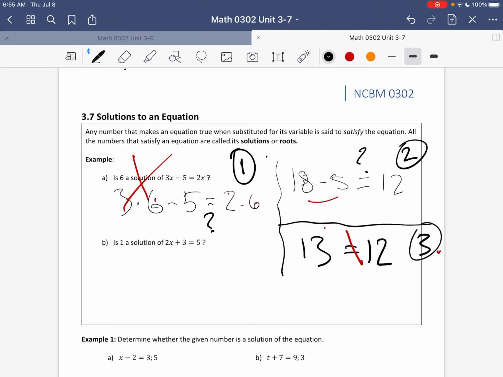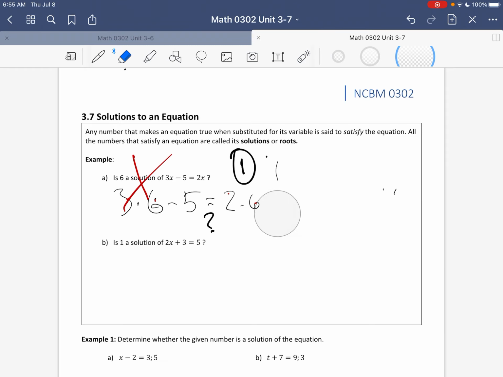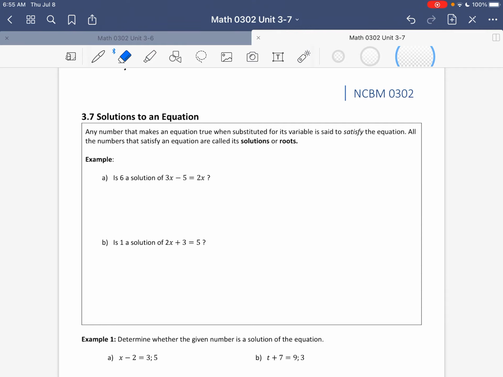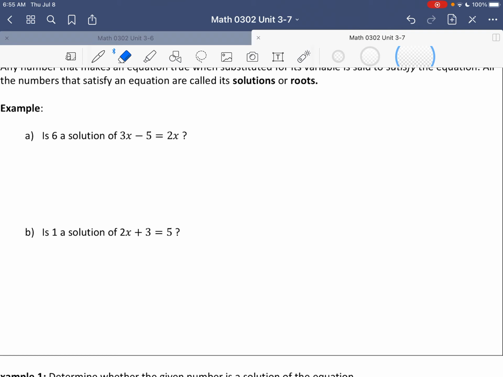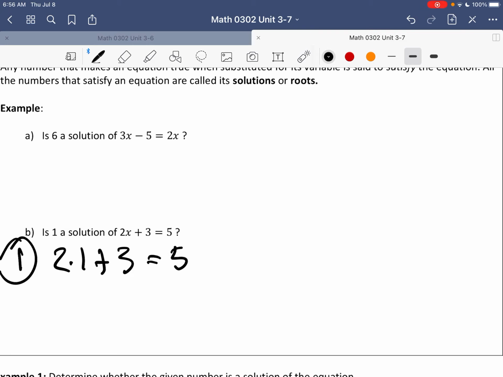Let me erase all of this. Okay, so is 1 a solution of the equation 2 times x plus 3 equal to 5? Let me do this one in steps. In step 1, I'll do the substitution. This means wherever we see the variable x, we'll plug in a 1. So 2 times 1 plus the 3 equal to a 5.